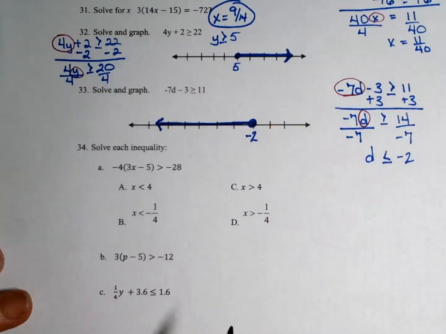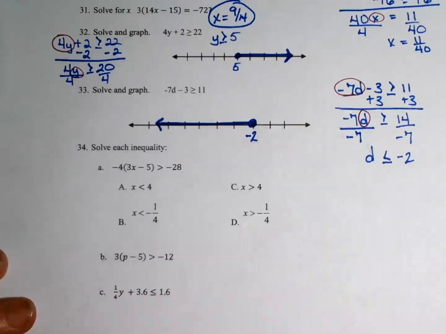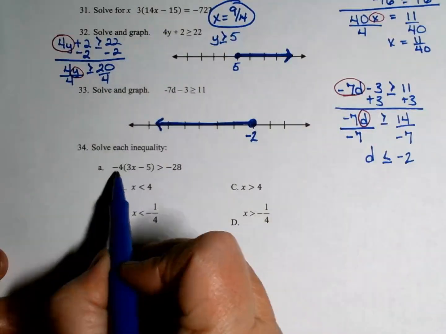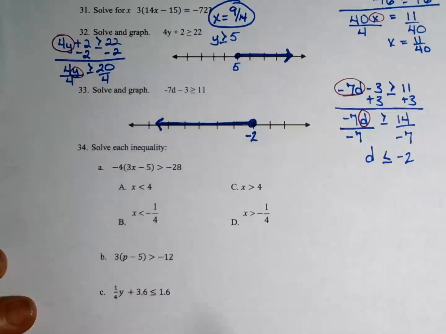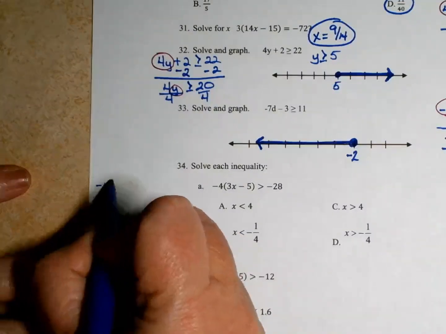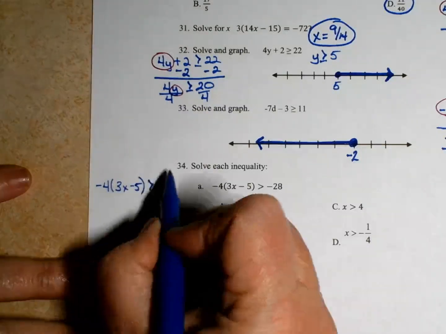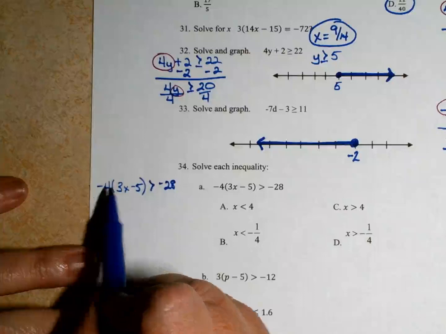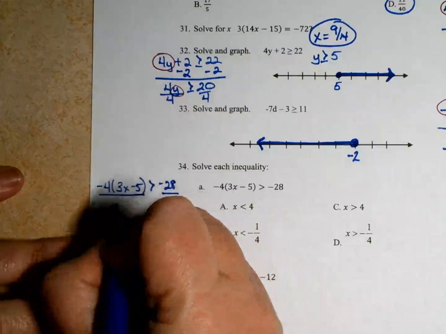All right, for A, here's another one where I could distribute, or I could go back to how I did number 31, because I see that I've got negative 4 here, and I have negative 28 here. So I'm going to write: negative 4 times 3x minus 5 is greater than negative 28. But I can see that negative 4 is a factor of negative 28. So I can just divide both sides by that negative 4.